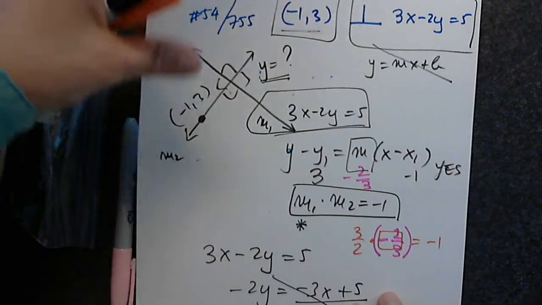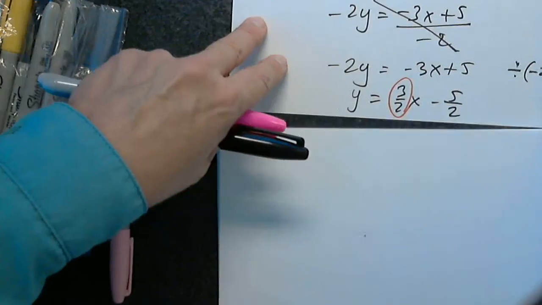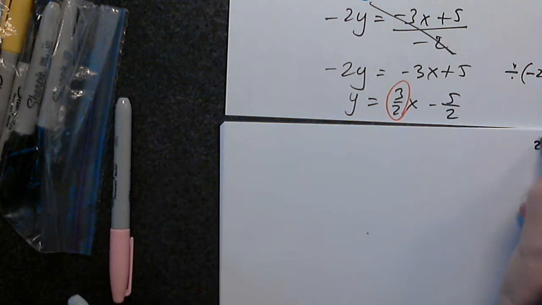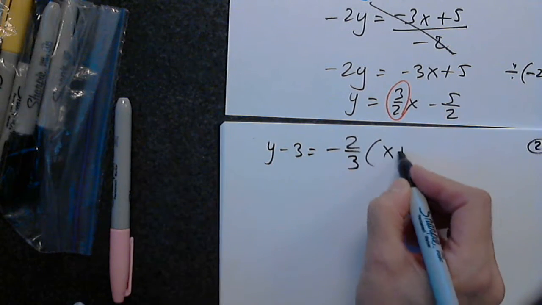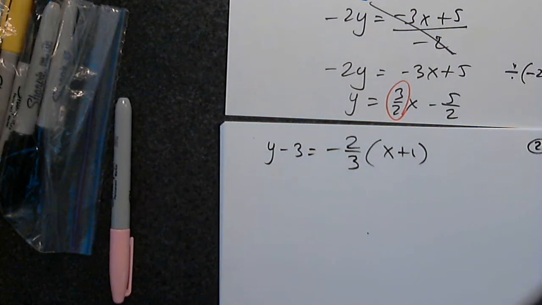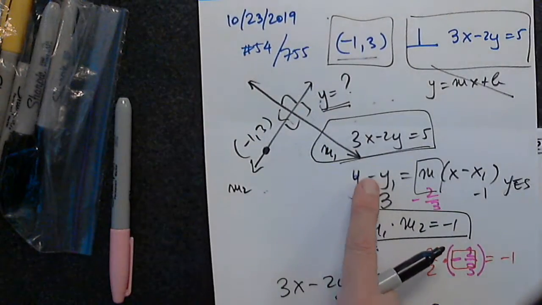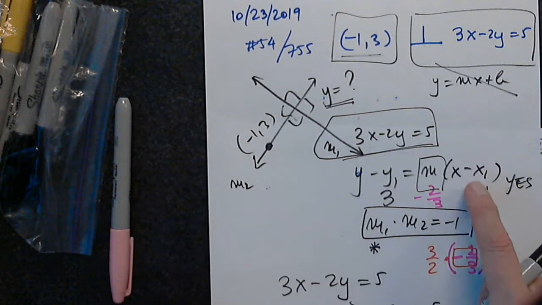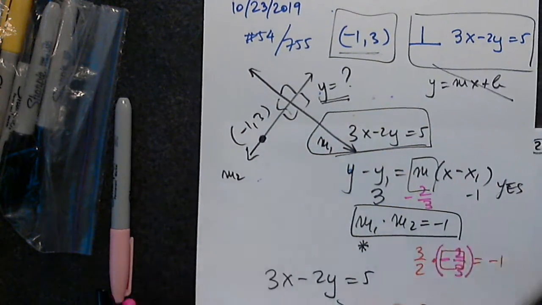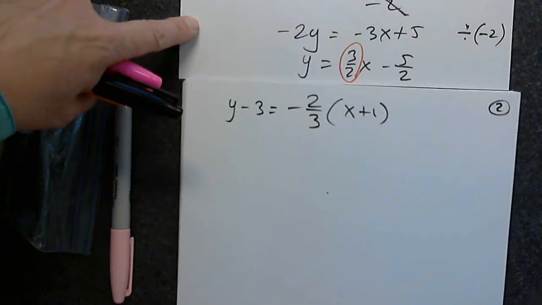Okay, so let's finish it up. So here we have y minus 3 equals -2/3 times x plus 1. Minus -1 is x plus 1. So I took the information from here, y minus 3. I copy -2/3, and x minus -1 becomes x plus 1. Now we have to distribute -2/3.